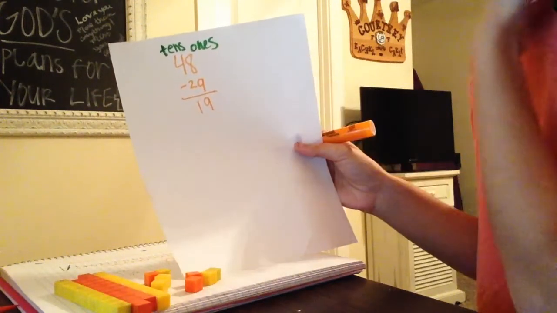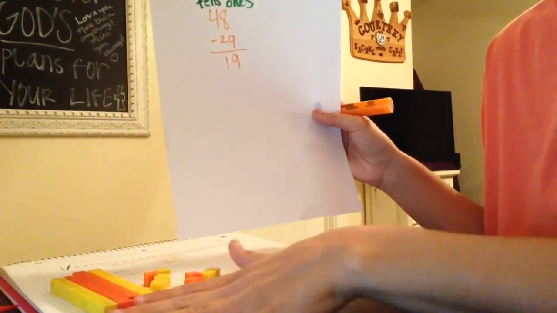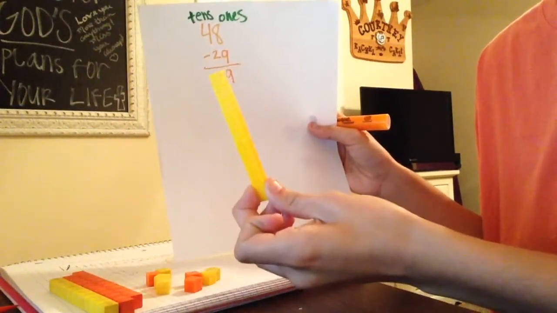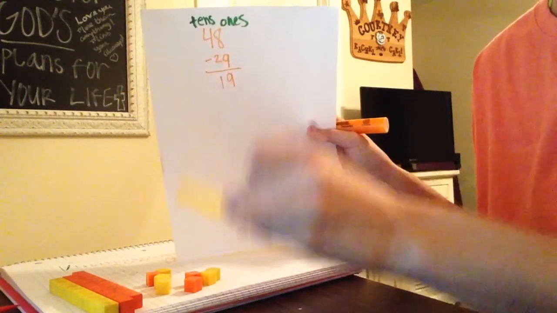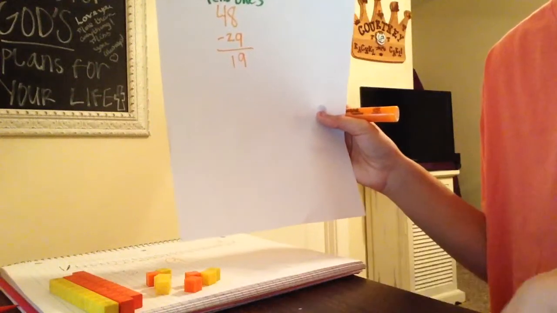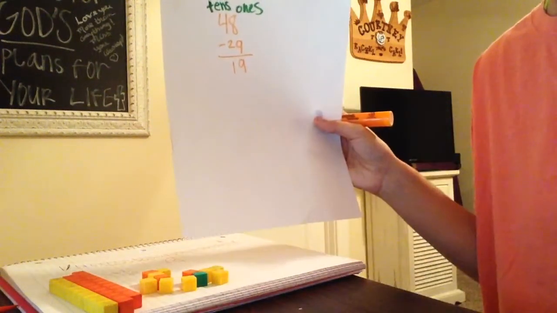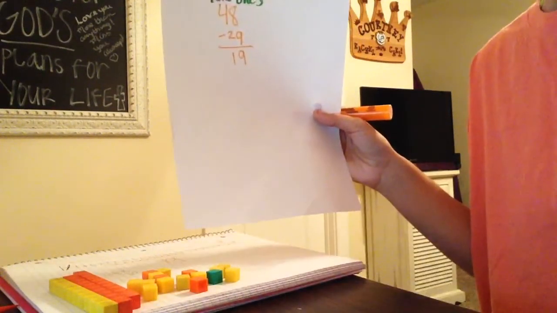Now, kind of like we were saying earlier, we can't take away 9 from 8 because 9 is bigger than 8, and that is correct. So what we need to do in base 10 blocks is something called regroup. We're going to take one rod away, and we're going to replace it with 10 single unit cubes. So now I'm going to replace it, and I'm going to regroup. So I'm going to go 2, 4, 6, 8, 10.